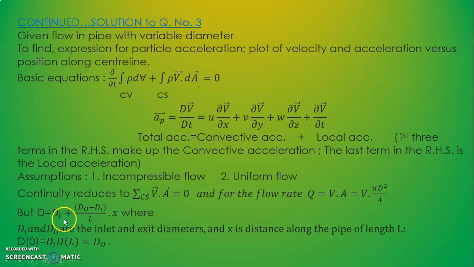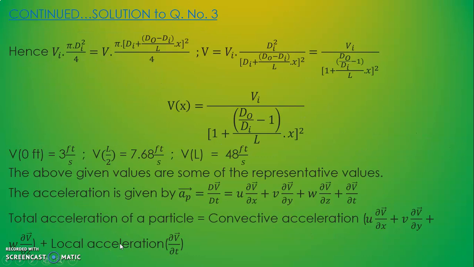But D is equal to Di plus (Do minus Di) divided by L into x, where Di and Do are the inlet and exit diameters, and x is the distance along the pipe of length L. So this is the next step, which is generally required in some of the cases.